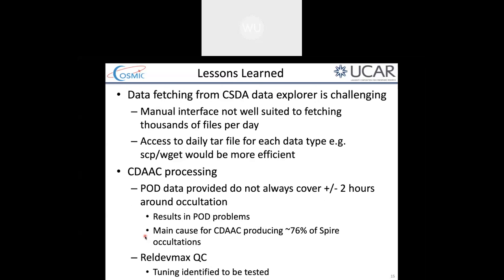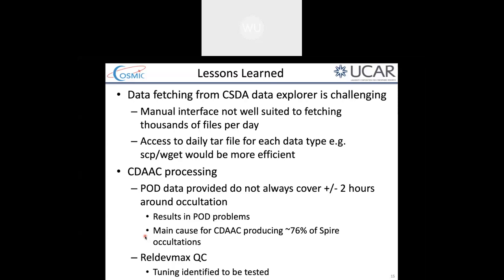And then just finally, a couple of lessons learned. This is something I've mentioned previously. We'd like to hopefully have a little bit easier way to download the data in the future. This website is very nice, but when we have thousands of files per day, it's a little bit cumbersome to fetch data. So perhaps a daily tar file or something could be arranged in the future. That would be great.